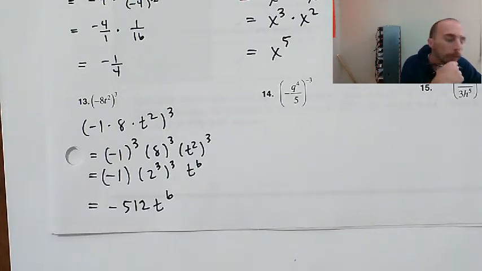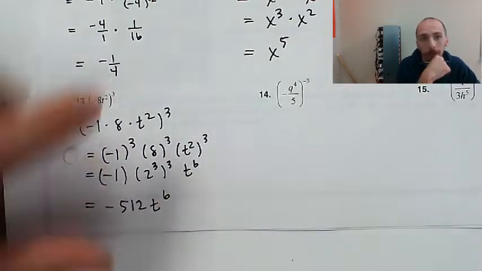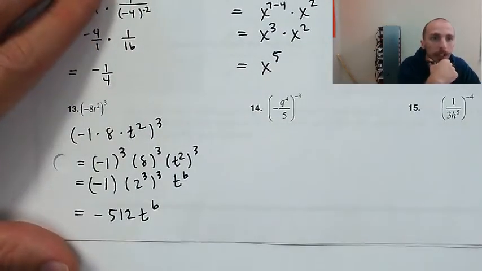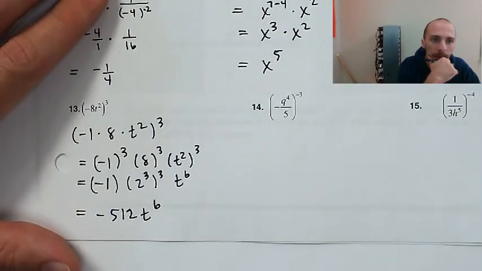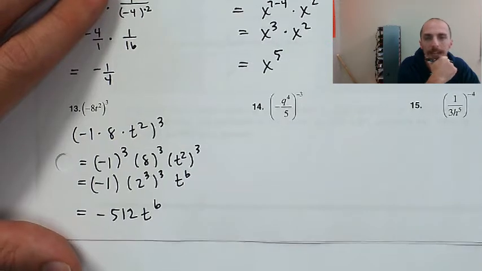Powers of 2, up to 2 to the 10th. So it's almost there. It's kind of closing in on it. All right, so this other one, negative q to the 4 over 5 to the negative 3rd power.